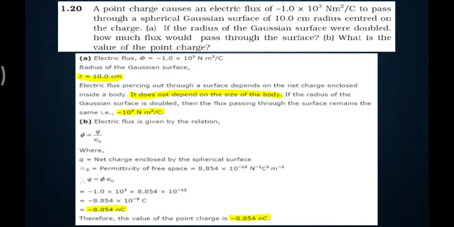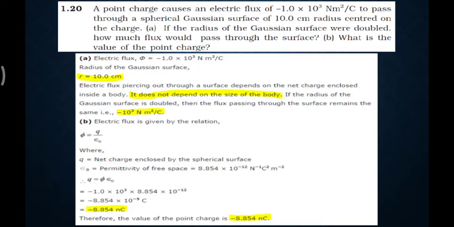If the radius of the Gaussian surface is doubled, then the flux through the surface remains the same, which is 10 to the power 3, with a minus sign. What is part B's task? What is the value of the point charge? This much flux can be generated, and what is the charge of it? So again phi is equal to q upon epsilon 0.